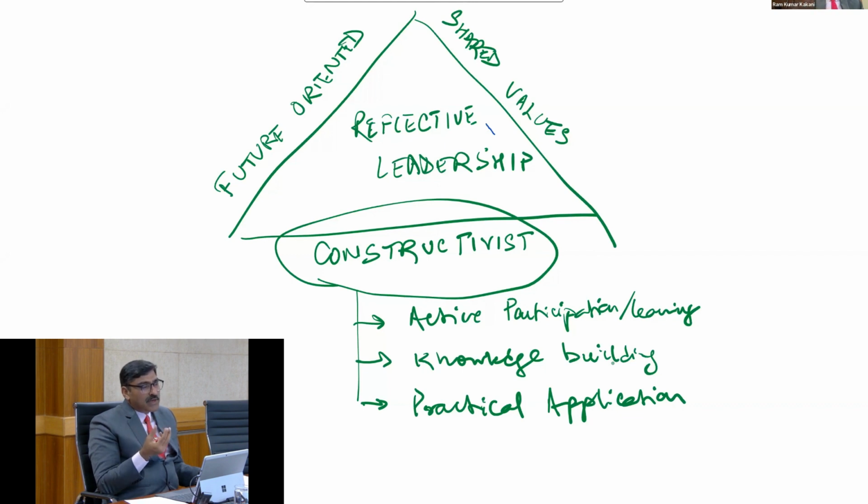Why am I trying to share this? If you see, one of the key traits of a constructivist, if you want to be a constructivist, is to always seek feedback. Always seek feedback to ensure that the process is not just consultative, but also seeks feedback to ensure you improve. That's something I'll put forward.